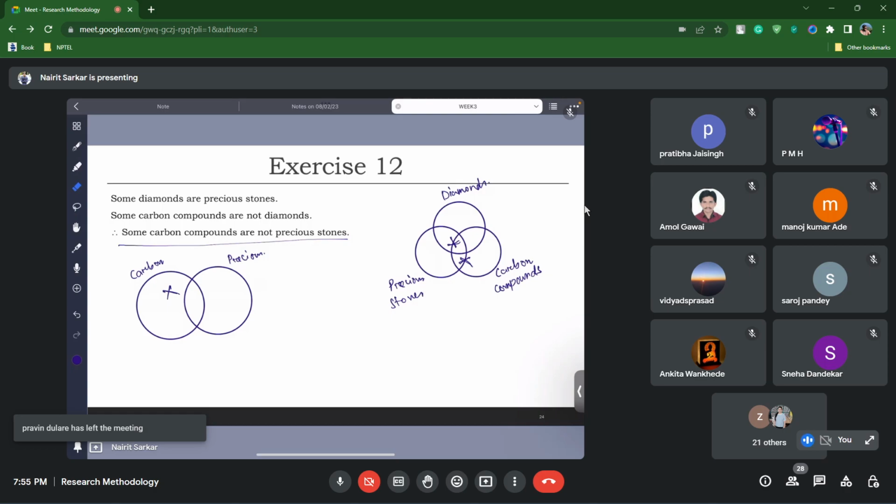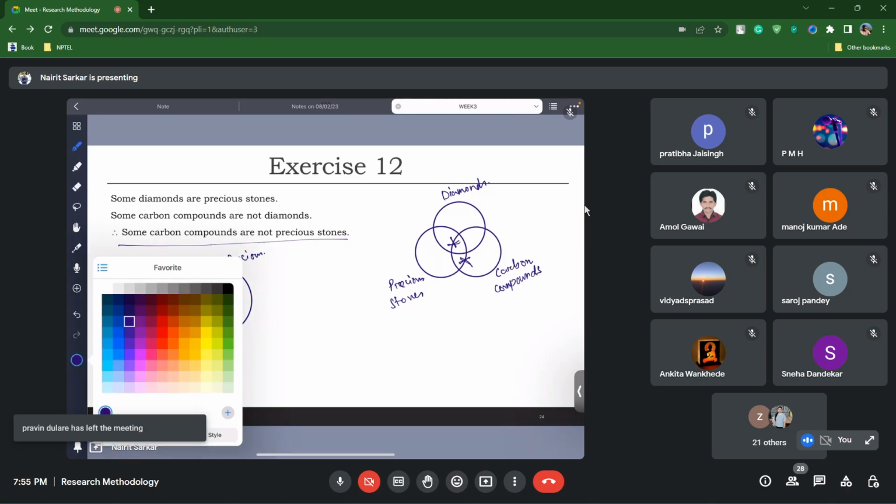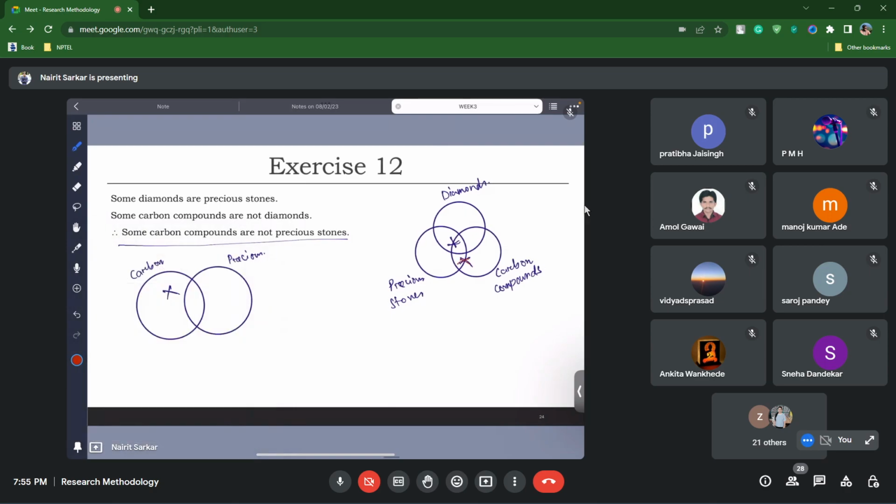See the X here. Let me use another color. This X. This X means X here and X here, right? So if you see this X, it is exactly the same thing. Some carbon compounds are not precious stones.